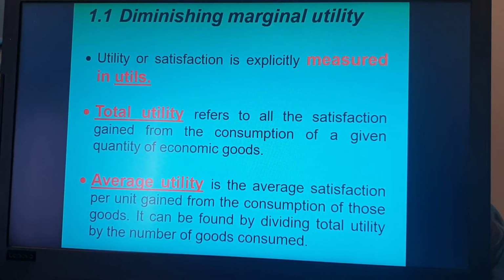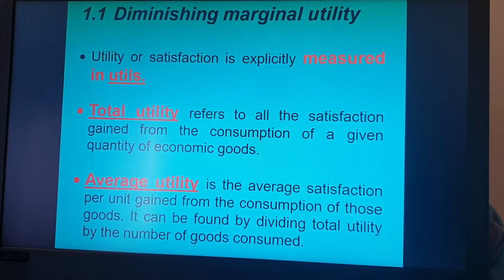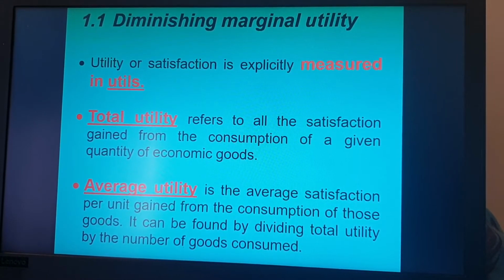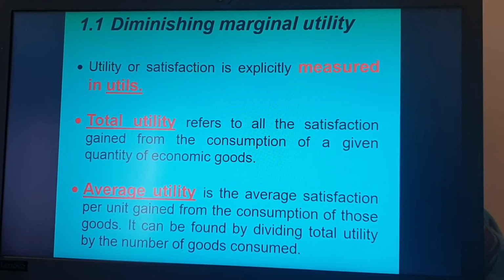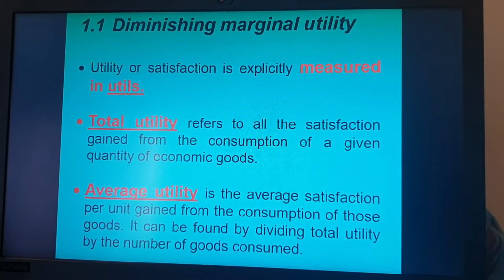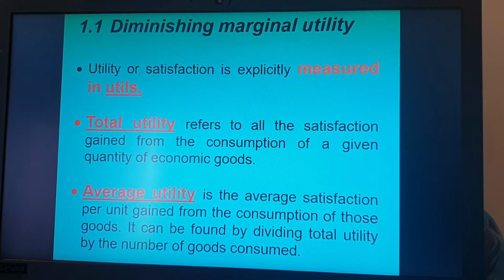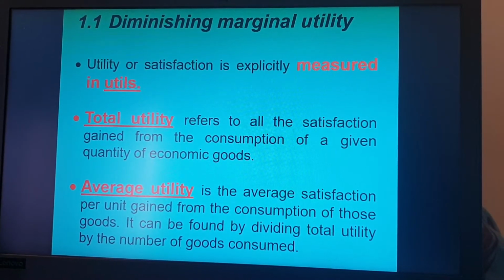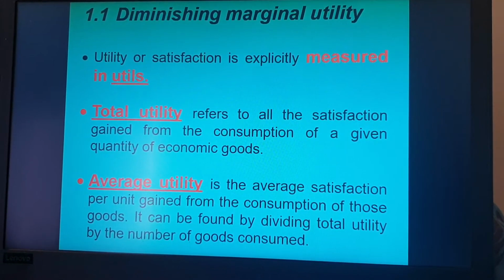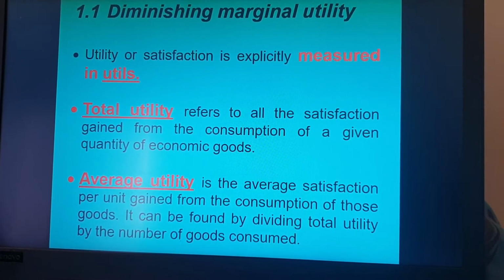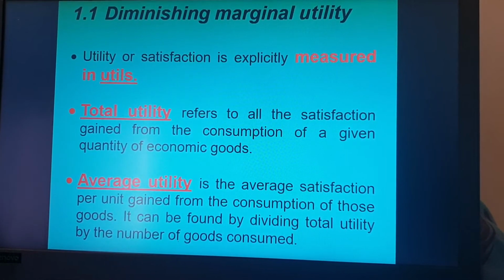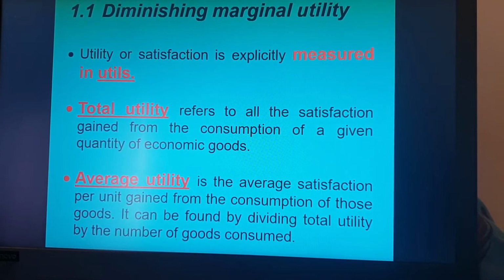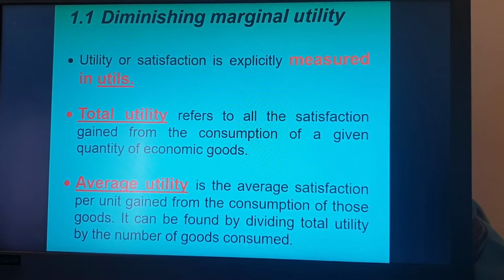Diminishing marginal utility: utility or satisfaction is explicitly, make sure you know this, measured in utils. How do we measure marginal utility or utility? We measure it in utils. Total utility refers to all the satisfaction gained from the consumption of a given quantity of economic goods. Average utility is the average satisfaction per unit gained from the consumption of those goods. It can be found by dividing total utility by the number of goods consumed.